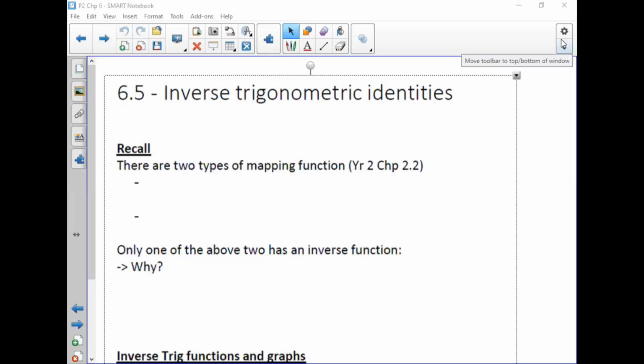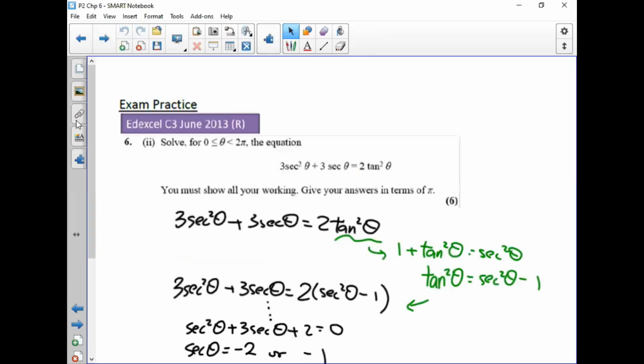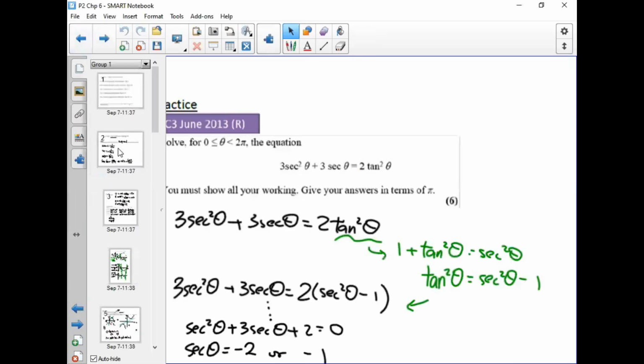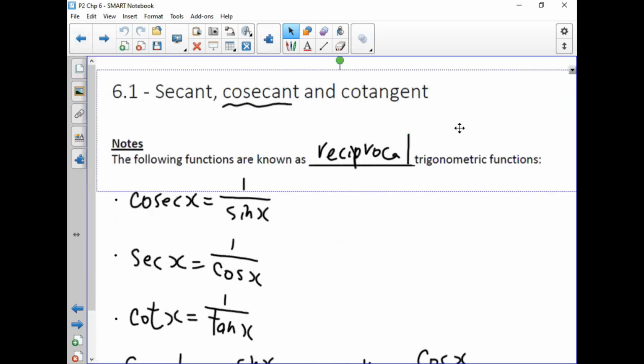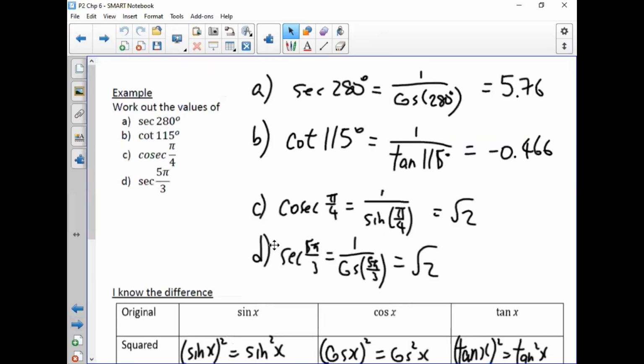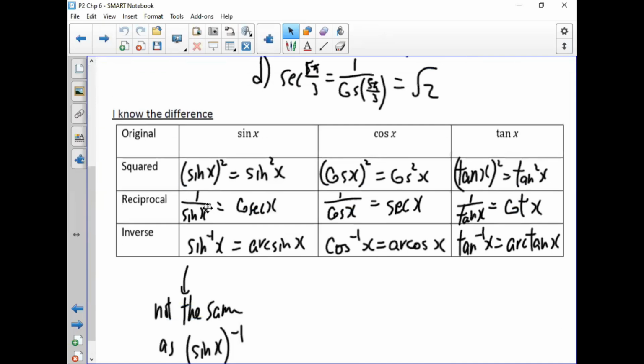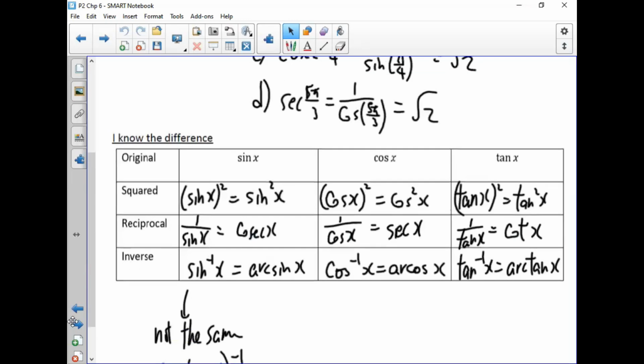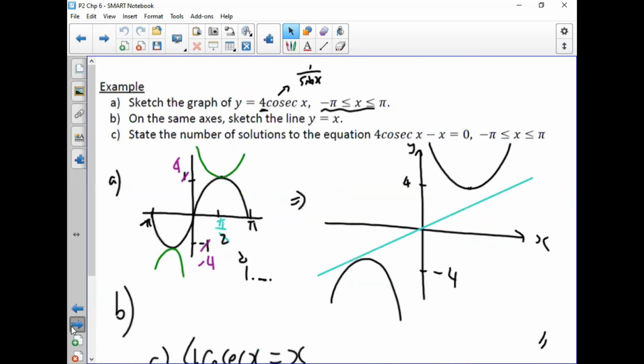Right, moving on. This is period 2, chapter 6.5, where we look at inverse trig identities. This is not quite the same as what we've done in the previous few lessons, which was about reciprocal. Let me bring you back to the difference between reciprocal and inverse, which is chapter 6.1. Reciprocal is 1 over sine x, 1 over, 1 over. Inverse is arc sine, arc cos, and arc tan. So when you have to work out the x, you do the inverse. That's what we look at today.